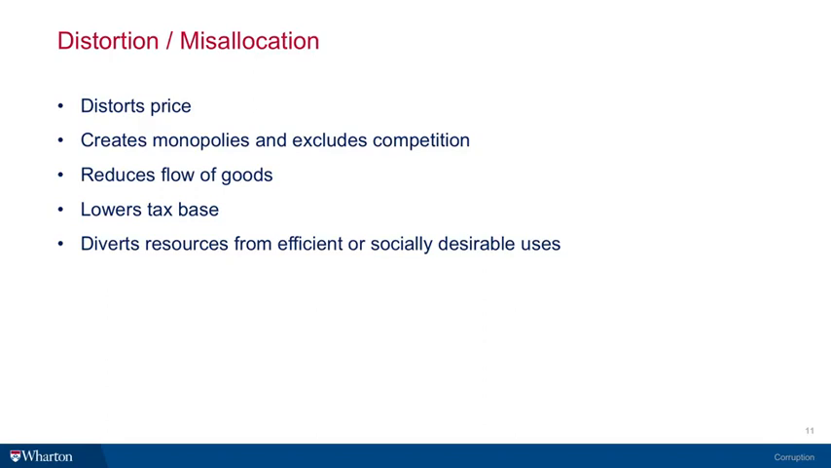Corruption lowers the tax base. I'm sure you can see how it does that. In some circumstances, it's less expensive, it's cheaper to pay a bribe to the tax collector than it is to actually pay the taxes that are due.